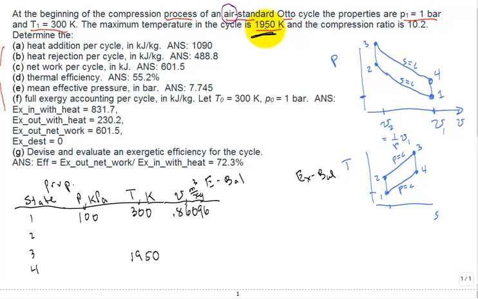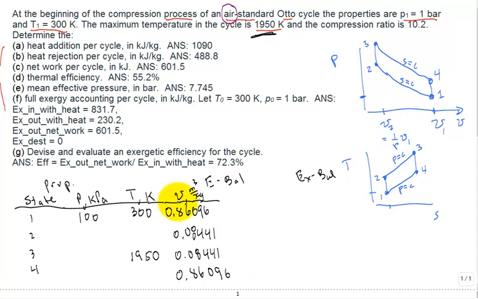Okay, and do we know anything else? Well, you could do the compression ratio and you could get the V at 2. You just take that V and divide by 10.2, you would get 0.08441, and V sub 2 and V sub 3 are the same, so you could flesh that out, 0.08441, and then back to 0.86096. Okay, for what it's worth, we got those.